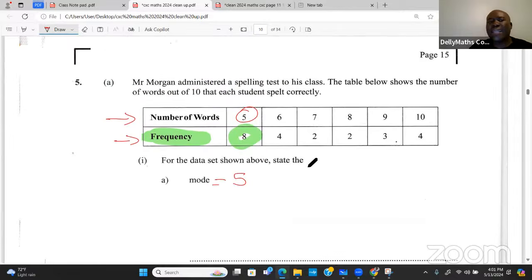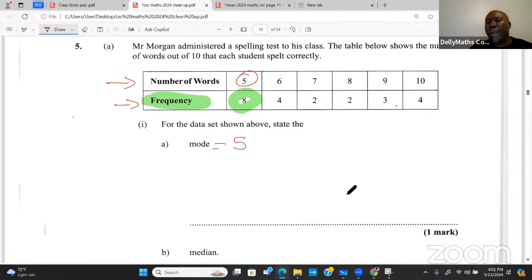Now the median is the middle term. To find the middle term, you want to total your frequency. So we add 4 plus 3, that is 7, plus 2, that's 9, plus 2, that's 11, plus 4, that gives us 15, and 15 and 8, that's 23. So the total here is 23. Let me double check. This is 12, 14, 16, 16 and 7, 23. All right, good. So the total there is 23.